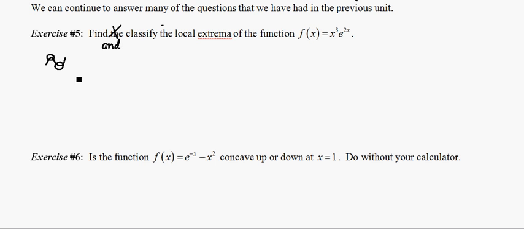If you remember, what we do in that case is figure out where the tangent lines are horizontal, and we do that by setting f prime of x equal to 0. Take a moment, pause the video, and try to figure out what f prime of x is.